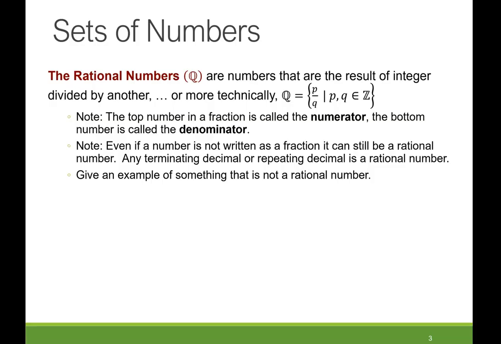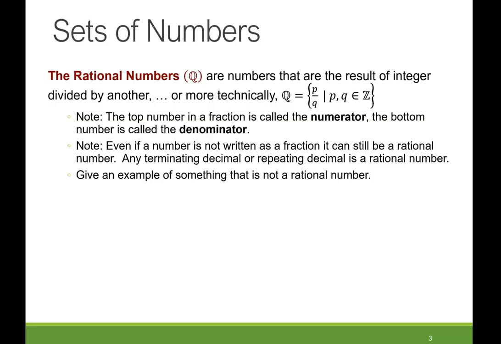Yes. How about 1.5? Yes, right? How can you write it as a fraction? 3 over 2, or you could call it 15 over 10. You just take the terminating decimal and divide it by a power of 10. So you can write integers as rational numbers, but you can't always write rational numbers as integers.